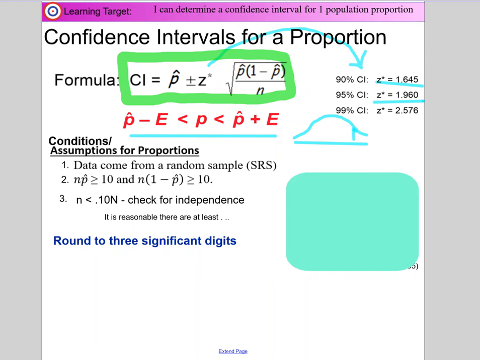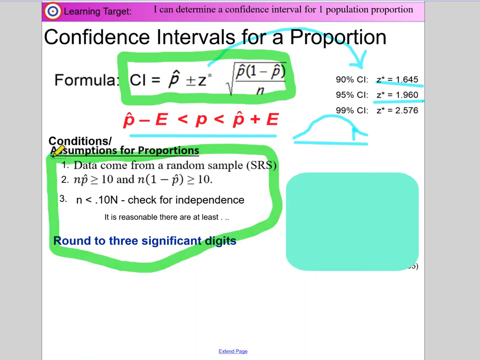So every single time, we are going to check these three conditions before we run our interval. The first one is that our data comes from a simple random sample. The second one is that n times p is greater than or equal to 10, and n times (1 minus p) is greater than or equal to 10. That just means that we asked enough people for this sample to be valid. Too small of a sample size is not going to give us accurate information. And the last one is that our n value is less than 10% of our population.